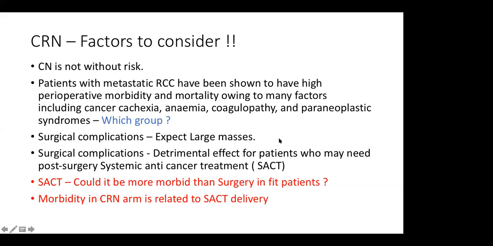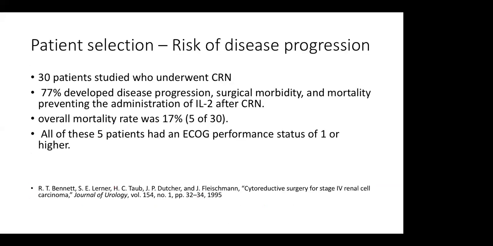Surgical complications, because a lot of them could be large masses, and patients could have a detrimental effect, because if they have a prolonged postoperative recovery, then SAC, systemic anti-cancer treatment, will be delayed. But on the other side, we always have to think, could SAC be more morbid than surgery in fit patients? At least this is what I think and I see. And even in the CARMENA trial, the morbidity in the cytoreductive arm, a lot of that is mentioned about the sunitinib group. So we will look at a bit of evidence, historical again, about patient selection, and some of that predates the historical trials as well.